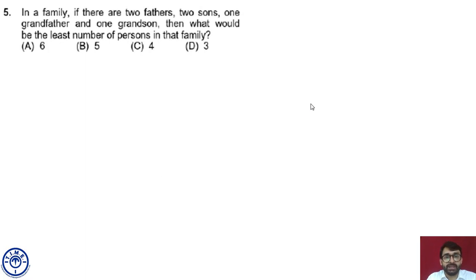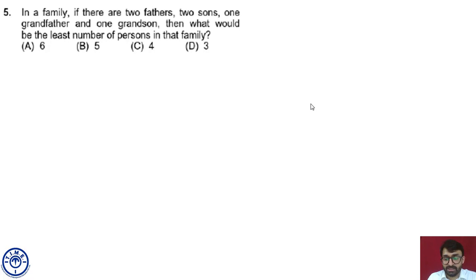Question number 5. In a family, there are 2 fathers, 2 sons, 1 grandfather, 1 grandson. What would be the minimum number of persons in the family? I want to minimize the number of persons. If I have different generations, we can have 2 fathers: father's father will give us 2 fathers. And father's father will also give us 2 sons, because grandfather's son's son is a grandson as well, and there are 2 sons. 1 grandfather, we have already got the grandfather, and 1 grandson, the 3rd generation person.